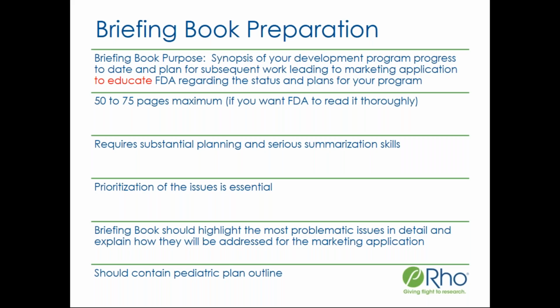You don't want this briefing book to be too long. Generally, even per FDA guidance, they recommend brevity, so on the order of 50 to 75 pages max to allow FDA to review it appropriately. And in order to summarize all the data, you need to have a great deal of planning and good skills in pulling the information together in an appropriate style and format.